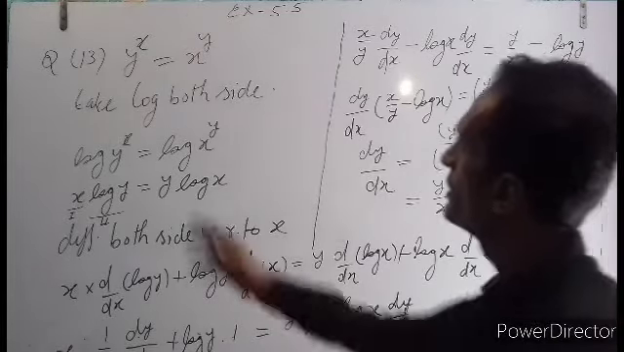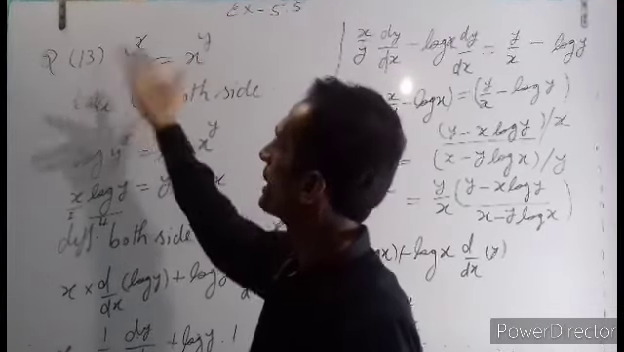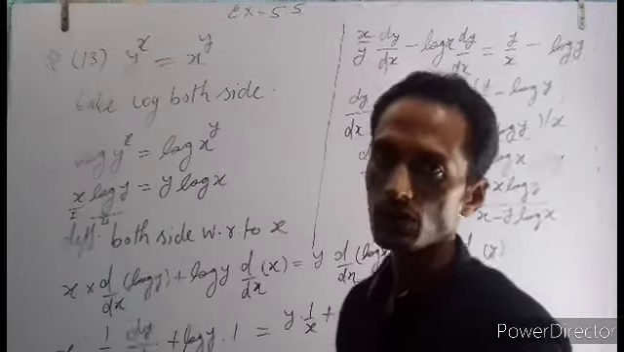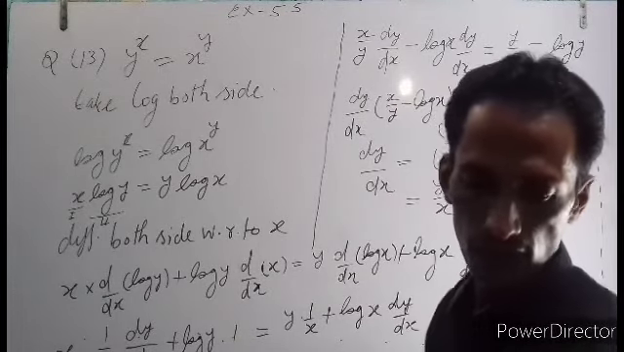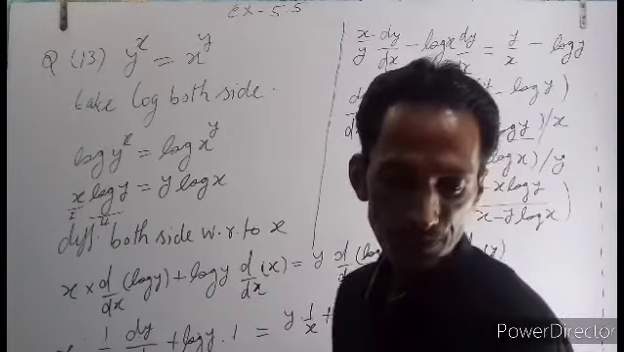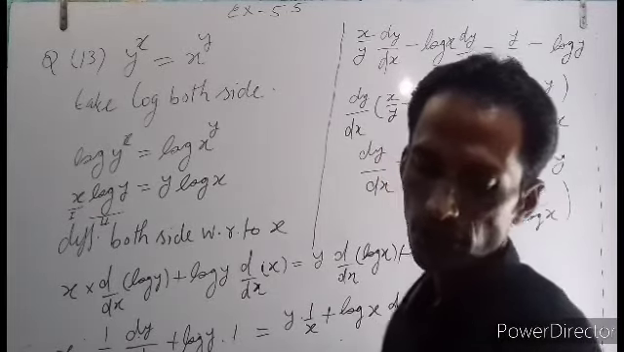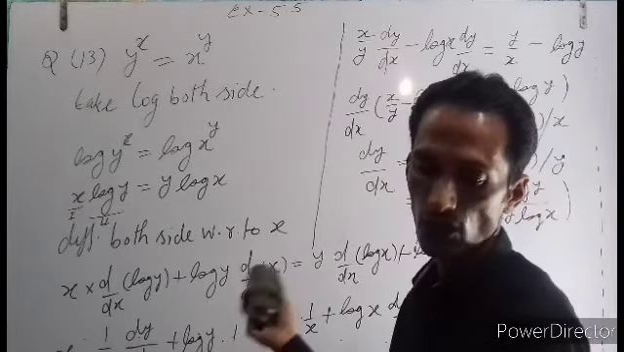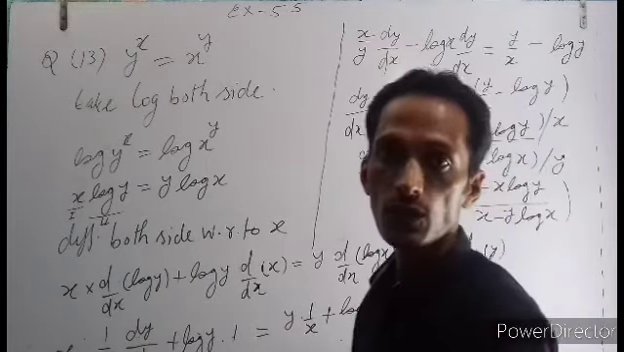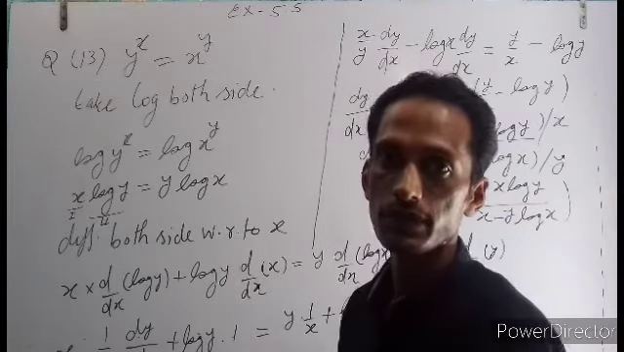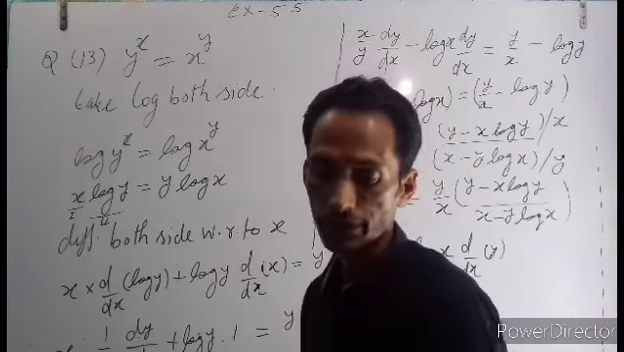Okay, you can see there are no additional terms. So we can take the log directly and differentiate with respect to x. Now come to the next question. Question number 14 you can do the same way, by taking the log and differentiating both sides with respect to x, because there are no additional terms.